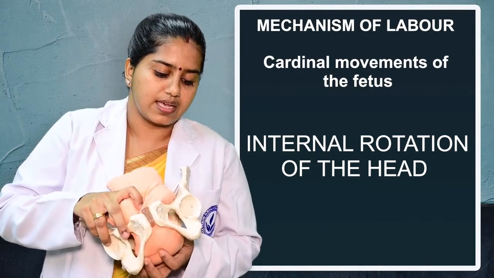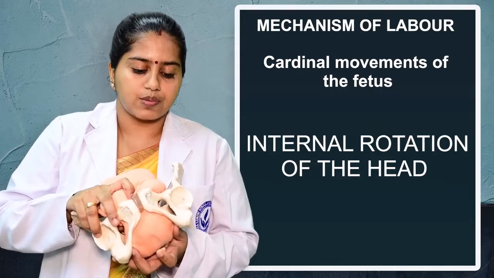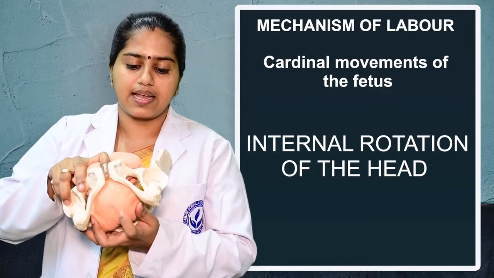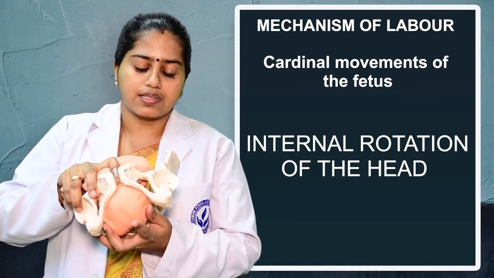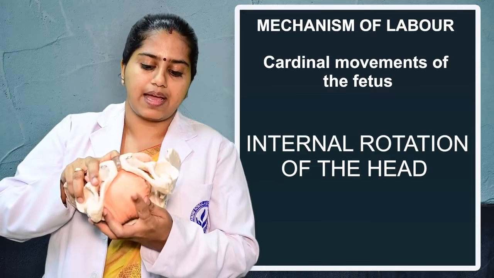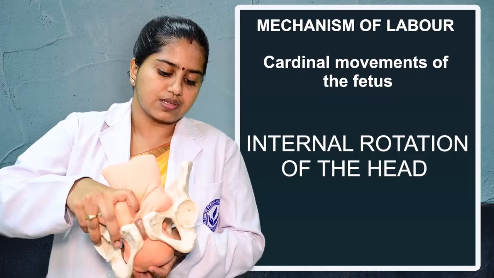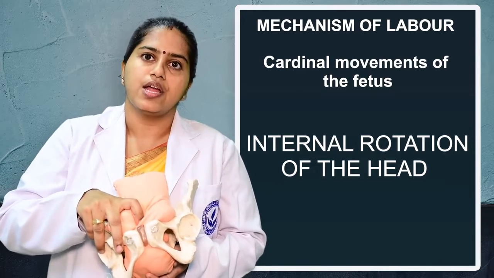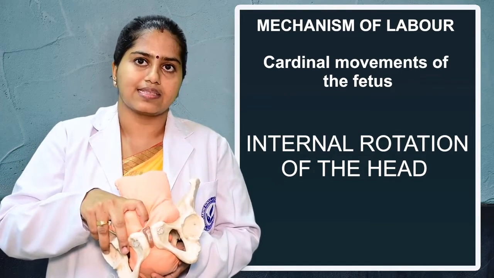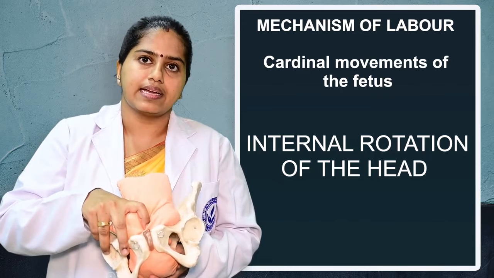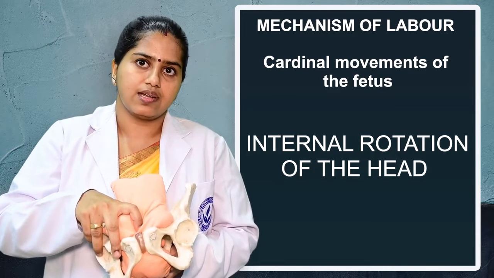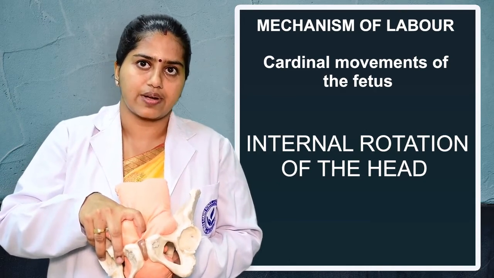So here you can see now the suboccipitobregmatic diameter comes and lies in the anterior posterior diameter of the maternal outlet, that is the 13 centimeter. So this is the internal rotation of the head. During the internal rotation of the head, a slight twist is formed in the neck, that is known as the torsion, that happens during the internal rotation of the head.